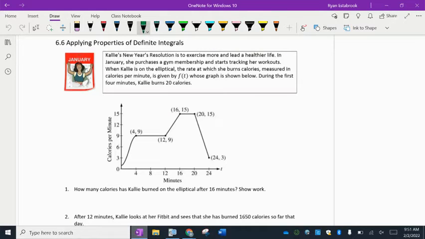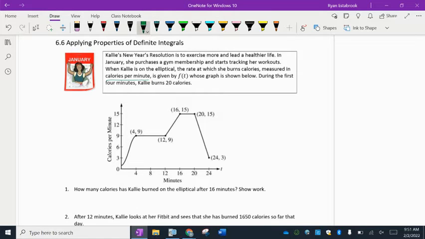Applying properties of definite integrals. Callie's New Year's resolution is to exercise more and lead a healthier life. Good for Callie. In January, she purchases a gym membership and starts tracking her workouts. When Callie is on the elliptical, the rate at which she burns calories, measured in calories per minute, is given by f of t, whose graph is shown below.